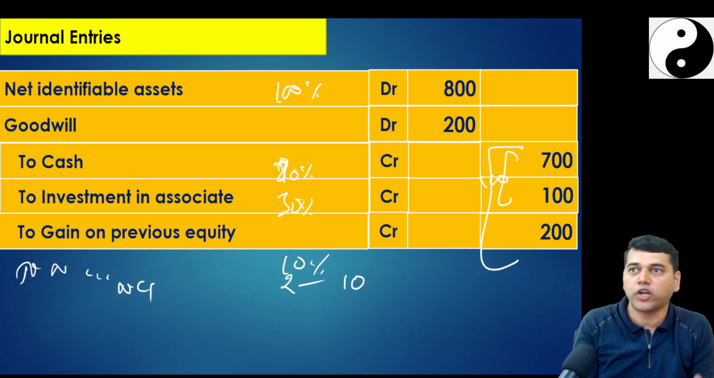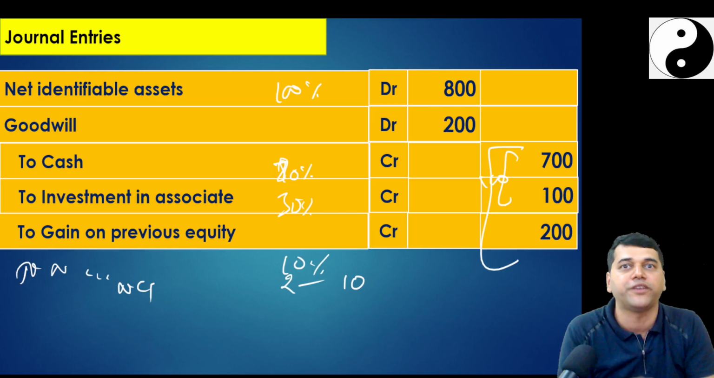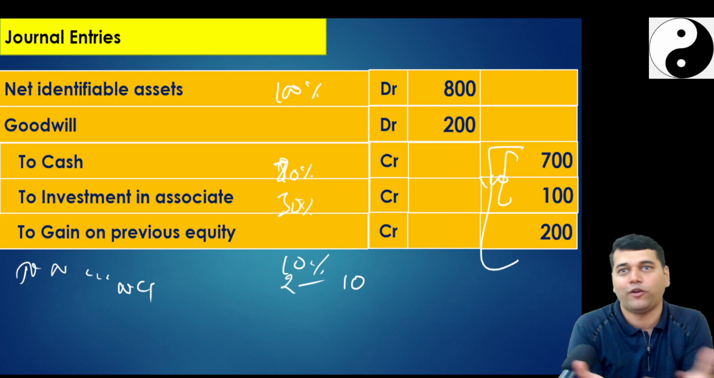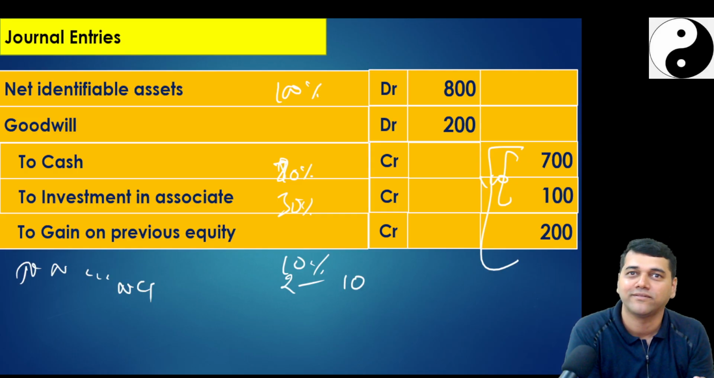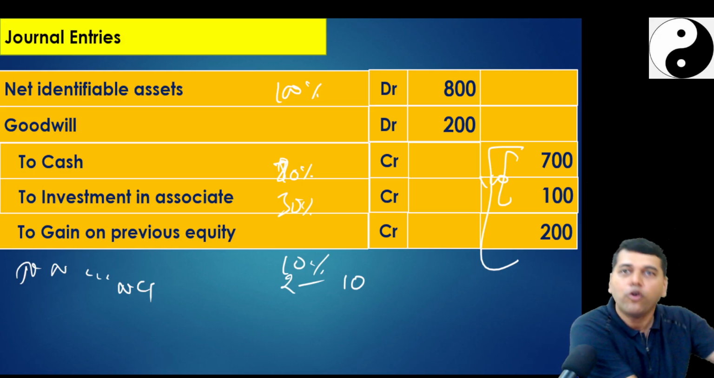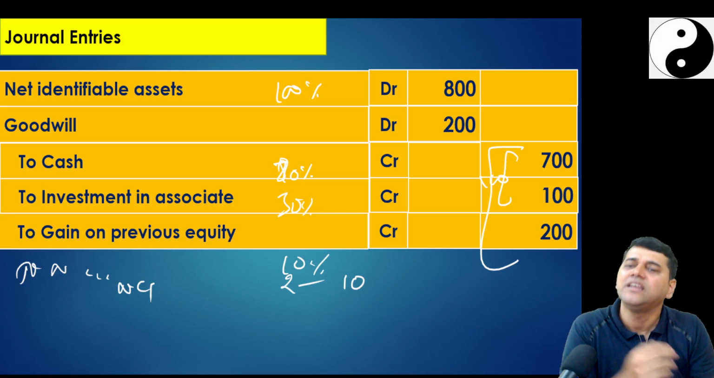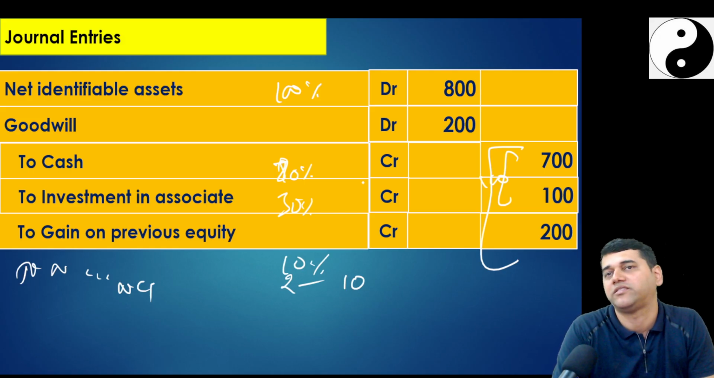At the same time, you cannot keep it. You cannot say it's my investment in associate also, subsidiary also. Impossible. So if you have to get one, you have to sacrifice another thing. That's the nature of the rule. So you forgo investment in associate. It is also treated as a purchase consideration.